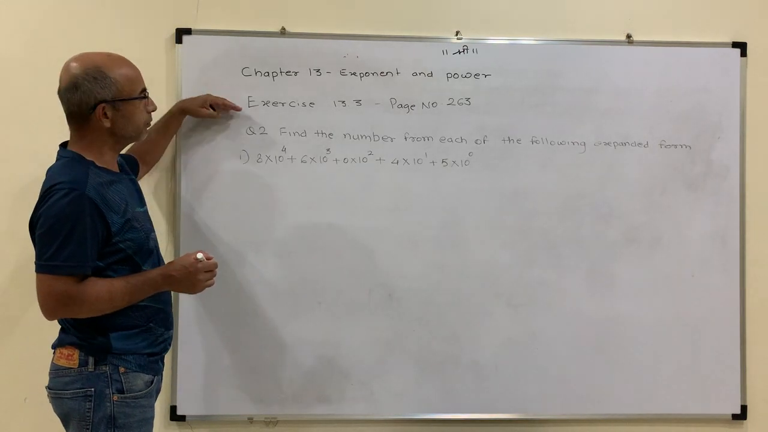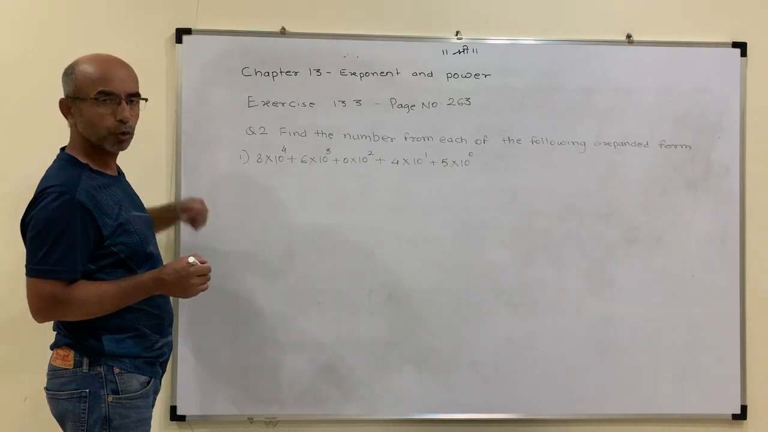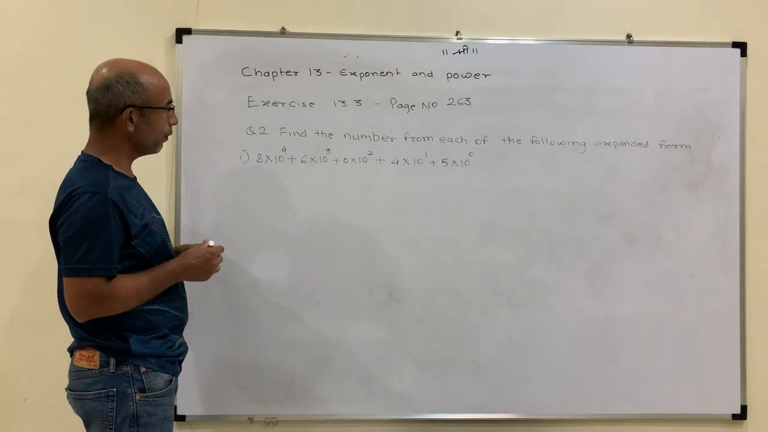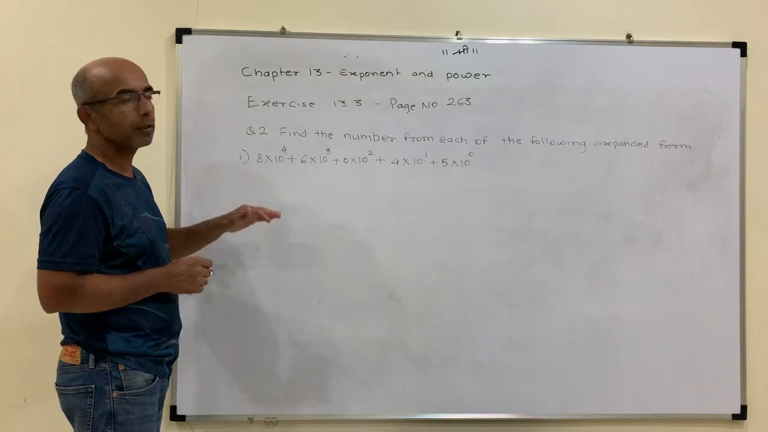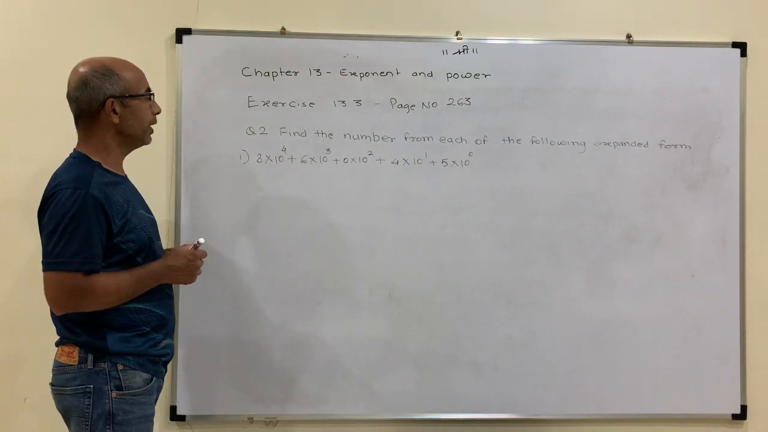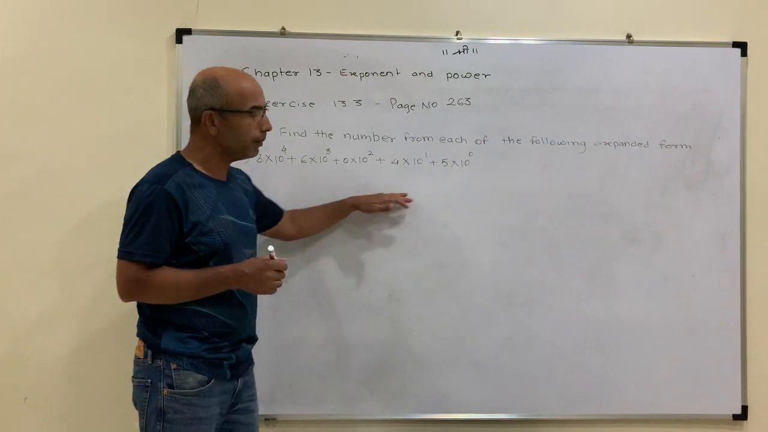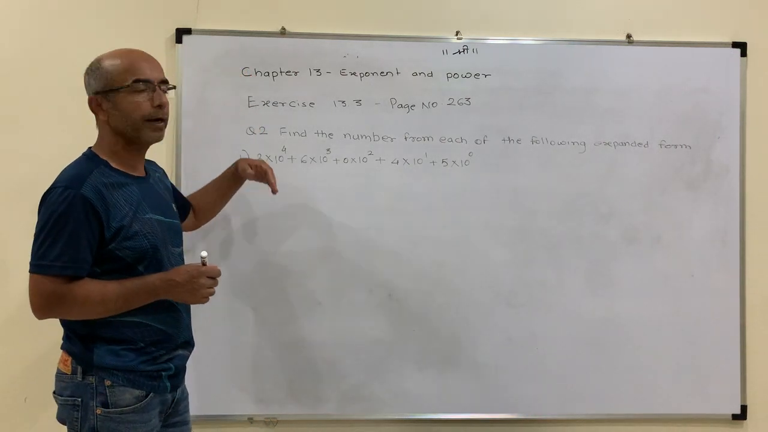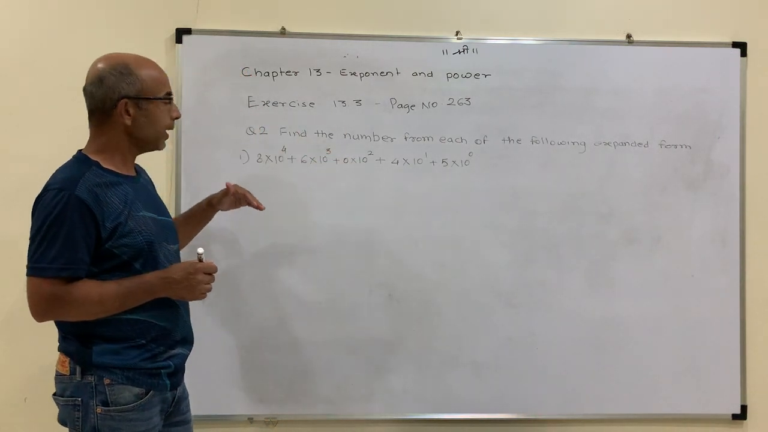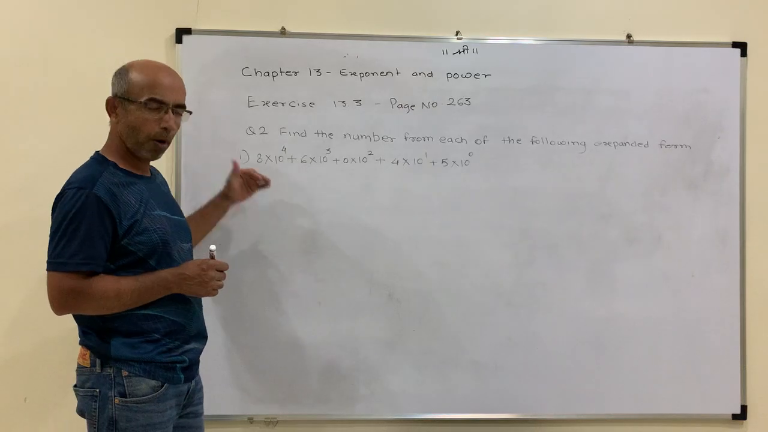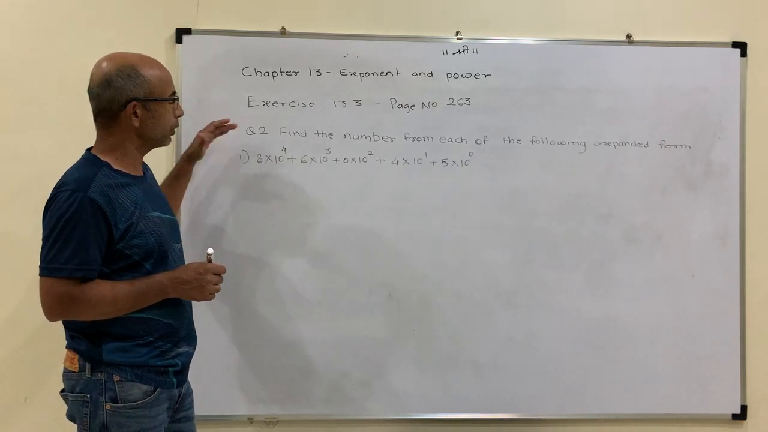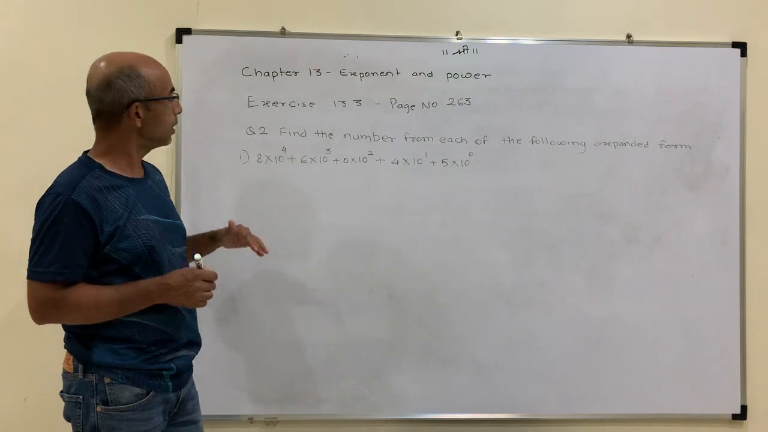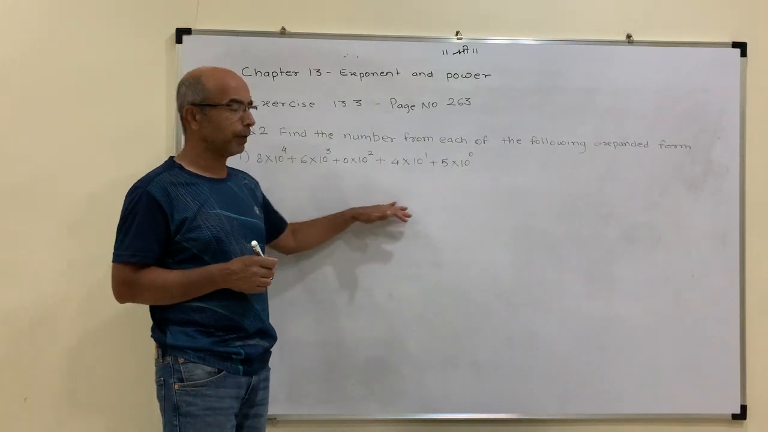Now, exercise 13.3, question number 2. In question number 1, we found the expanded form of a given number. Now, the expanded form is given to us, we need to find the number. Like I always mention, you can pause the video, solve all of the sub-questions in question 2, and then play the video and reconfirm your answer with mine.